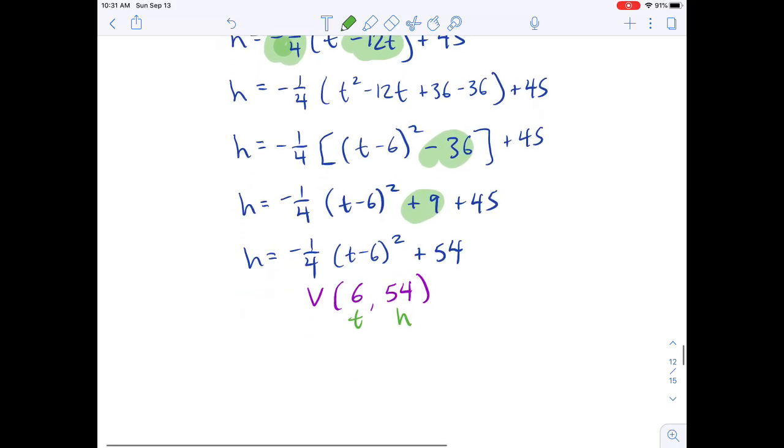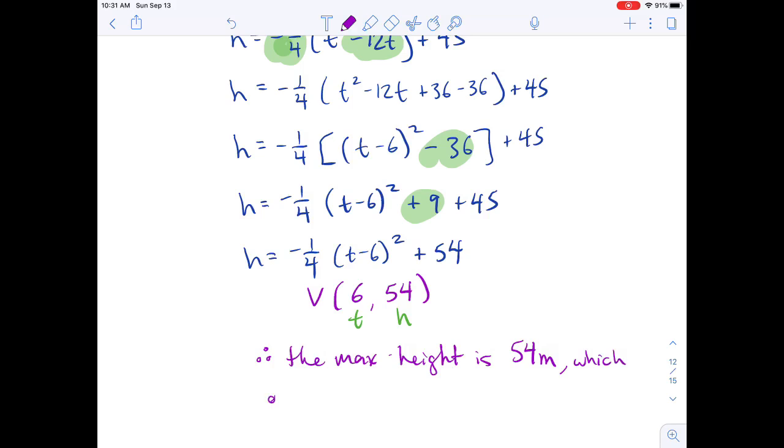So to be more specific, we can say, therefore, the max height is 54. And remember, that was being measured in meters. So it is 54 meters, which occurs after 6 seconds. Because time was being measured in seconds.